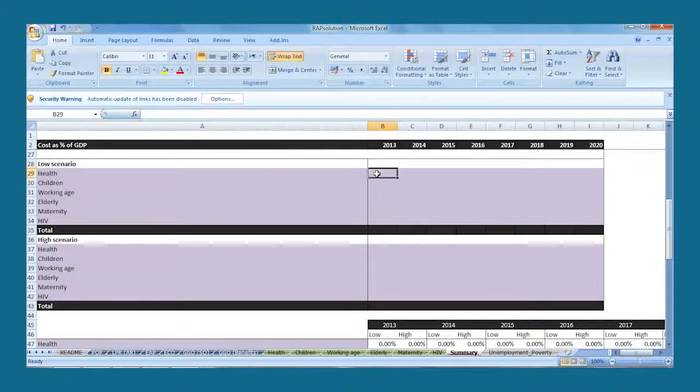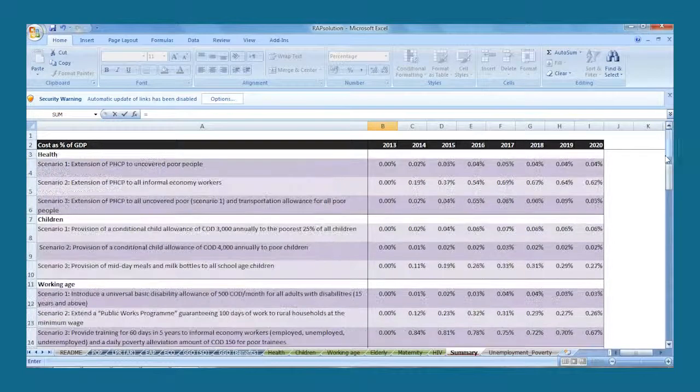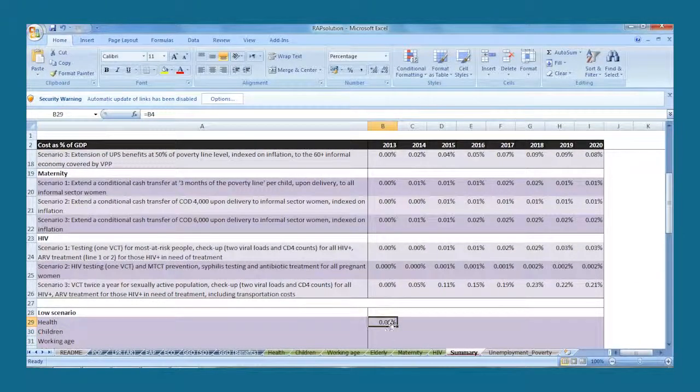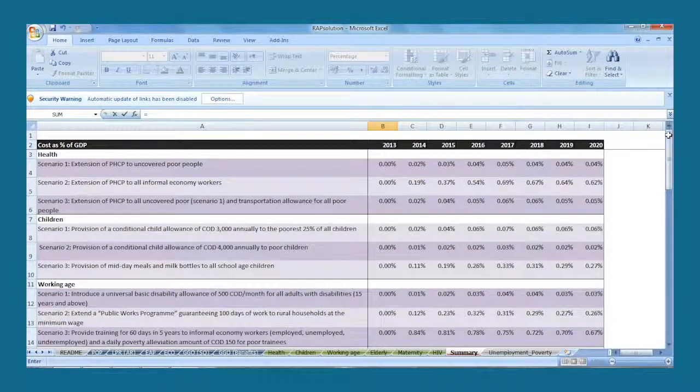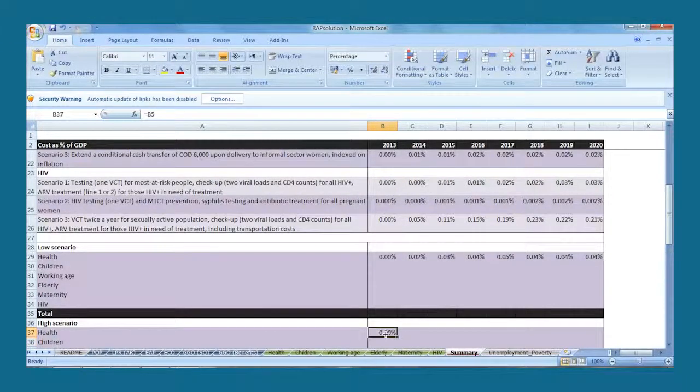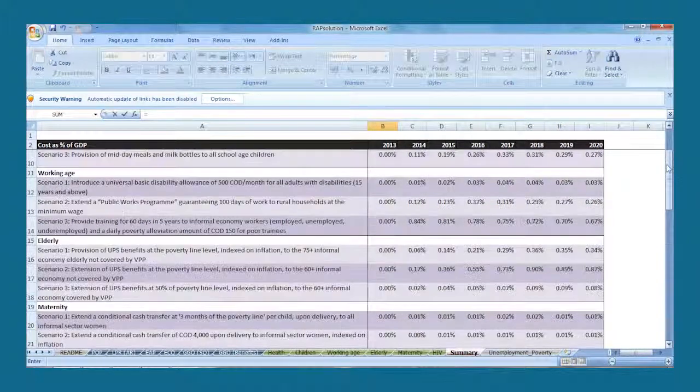Once this is done, we list the low and high scenarios for each guarantee. For healthcare, the low scenario is assumed as Scenario 1. For example, extending PHCP benefits to all uncovered poor people in Croatia. The high scenario is Scenario 2, extending PHCP benefits to all informal economy people in Croatia. Similarly, we list the low and high scenarios for all the other guarantees.